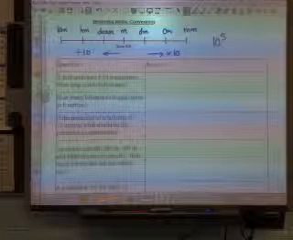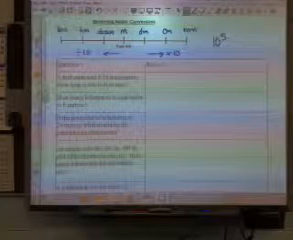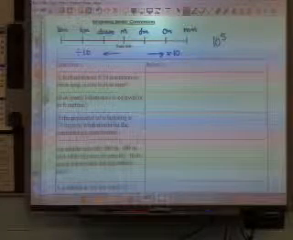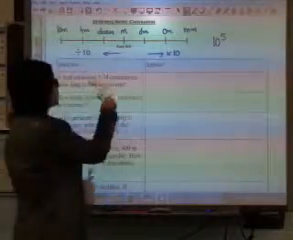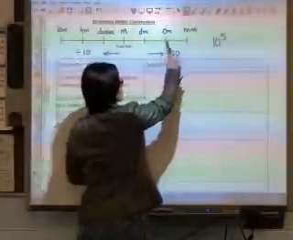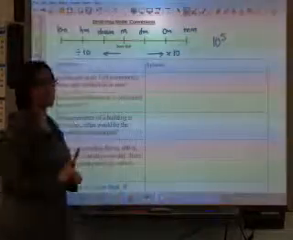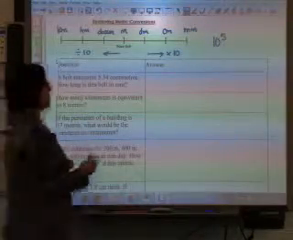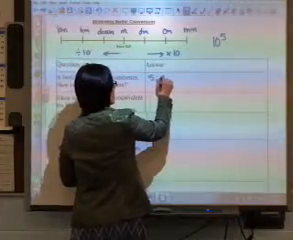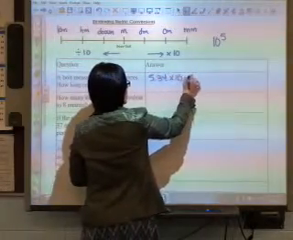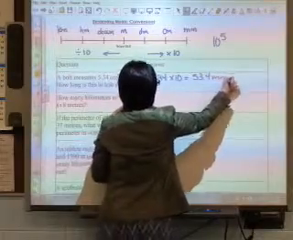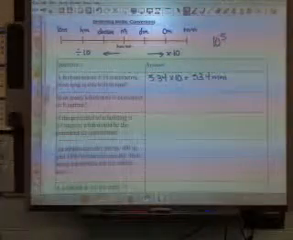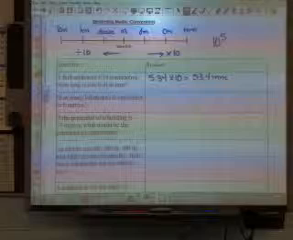So if we look at the question, a bolt measures 5.34 centimeters. How long would this be in millimeters? So when I look in my chart, to go from centimeters to millimeters, I'm multiplying by 1 power of 10. So 5.34 times 1 power of 10 would be 53.4 millimeters.